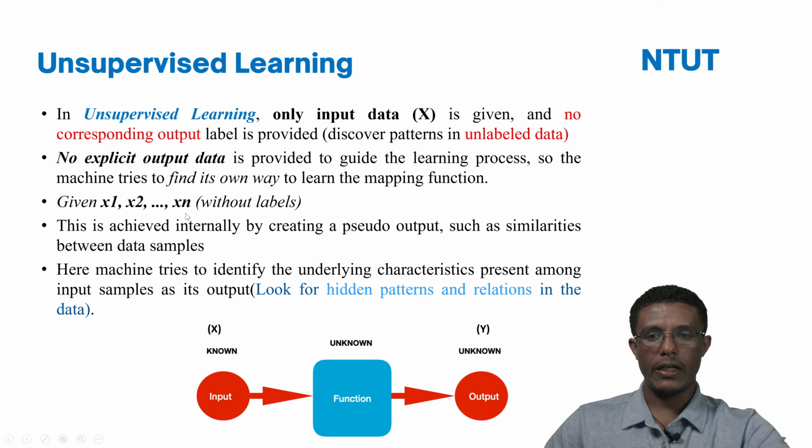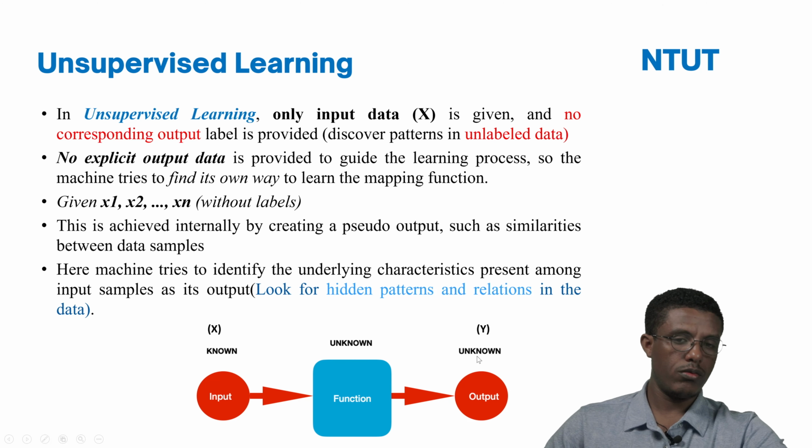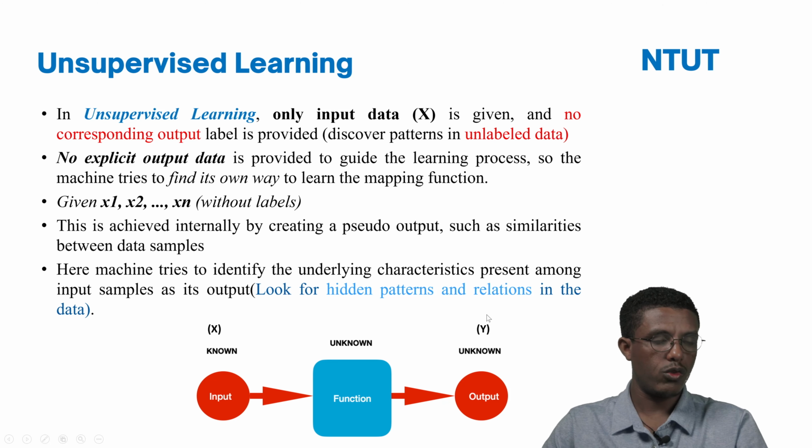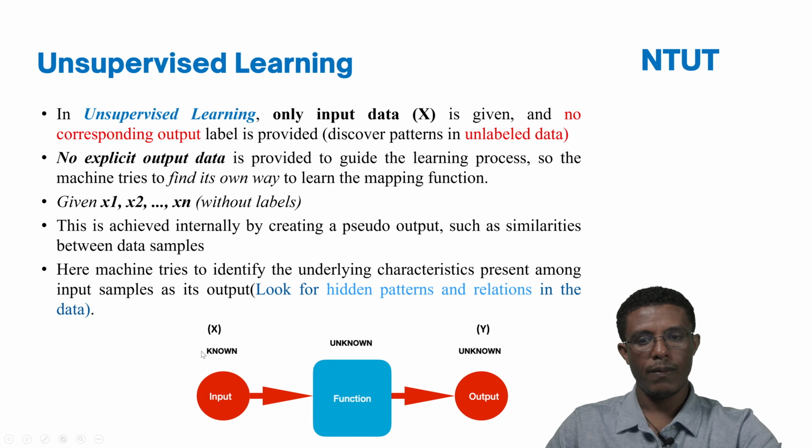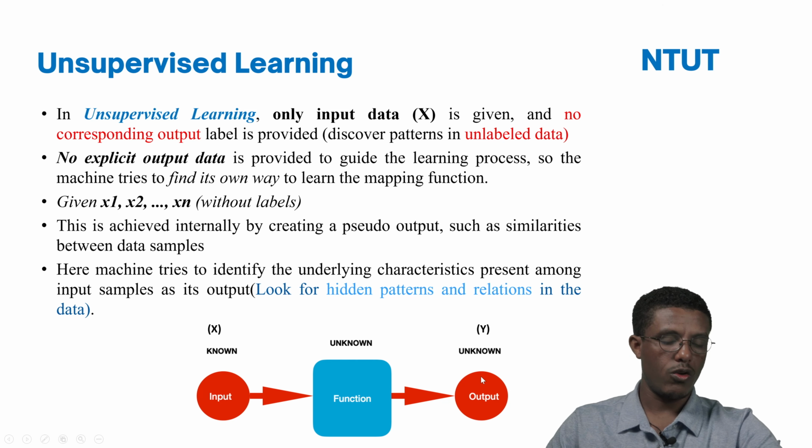For example, this picture shows that we know the input value, the x value, and the function is actually unknown, because we can still select different types of unsupervised learning, and the output value is unknown. That is, the y value is unknown here. But in supervised learning, the y value is known. In unsupervised learning, X is known, but Y is unknown.